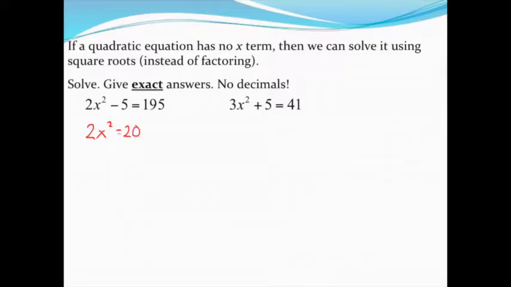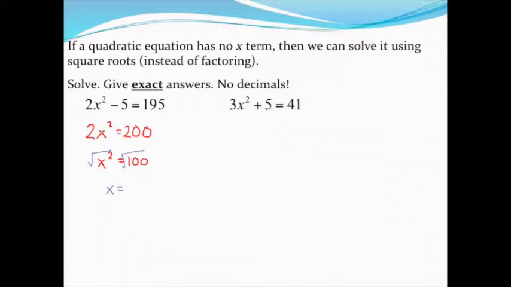I'm just solving this like a normal linear equation until I get to the end of the problem. So at this point, divide both sides by 2. And I get x squared equals 100. Now here's where my new step is. I don't have x by itself, I have x squared. So to undo squaring something, I'm going to take the square root of both sides. The square root of x squared is just x, and the square root of 100 is just 10.